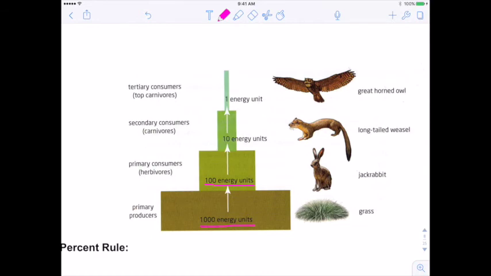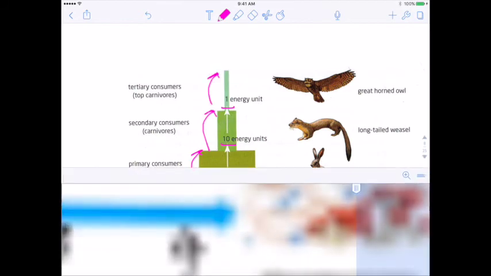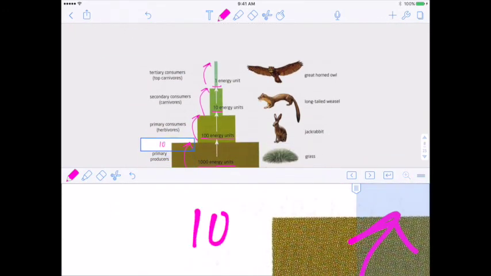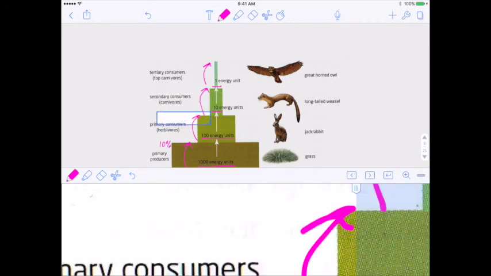Similarly, if we look at the next trophic level, we now have only 10 units of energy. We went from 100 to 10, again decreasing to 10%. If we go from the third trophic level to the fourth, we go from 10 to 1. We see a pattern here, and for every step, we only have 10% of the energy available. And this is actually a rule inside ecosystems, and it's called the 10% rule. It says that only 10% is available at each of the other trophic levels.